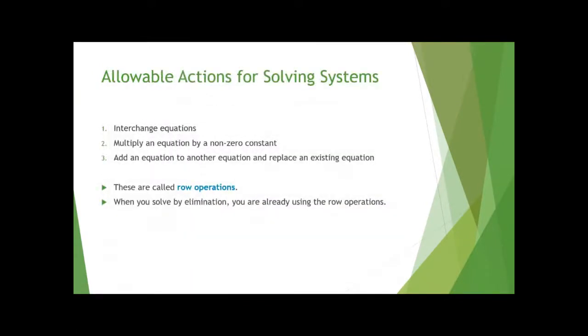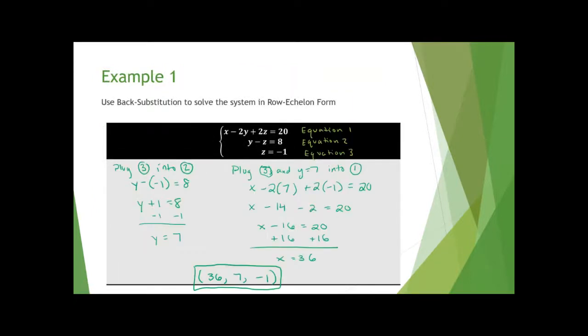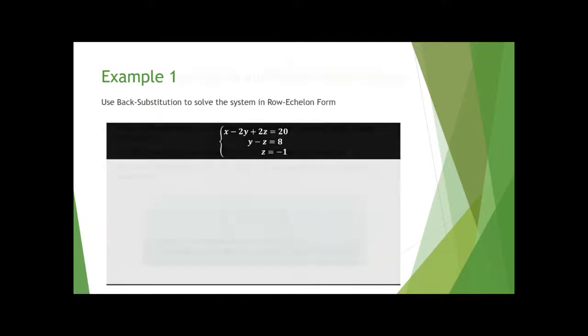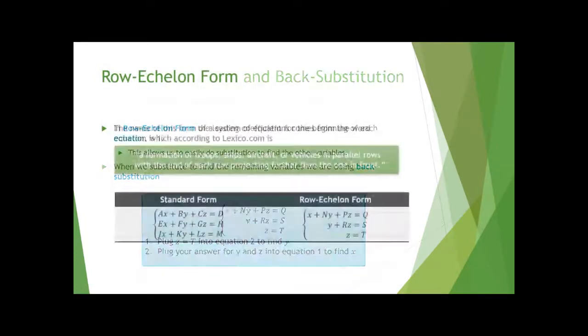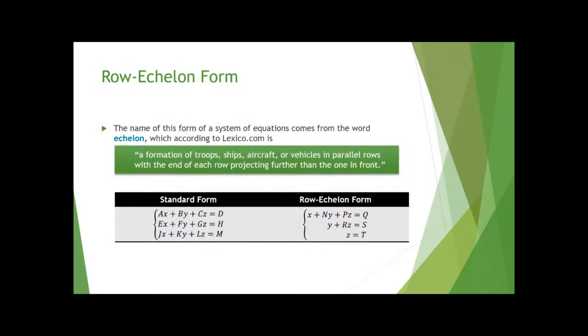Most of the stuff we get is not actually in row echelon form. You can see row echelon form was really easy to solve. Most of the time, that's not how we're given systems. We are given systems in standard form where you have all of the variables. And then you have to do a lot of manipulation, and you want to put it in row echelon form because then you have something that's really easy to solve.